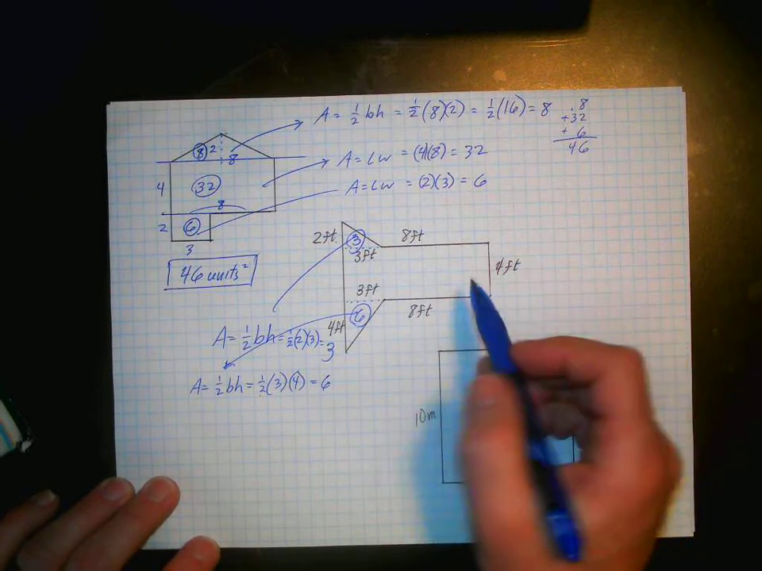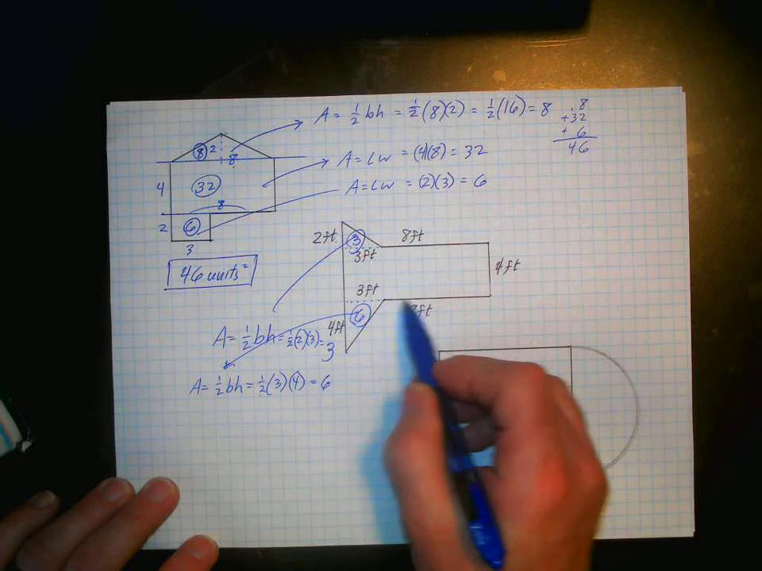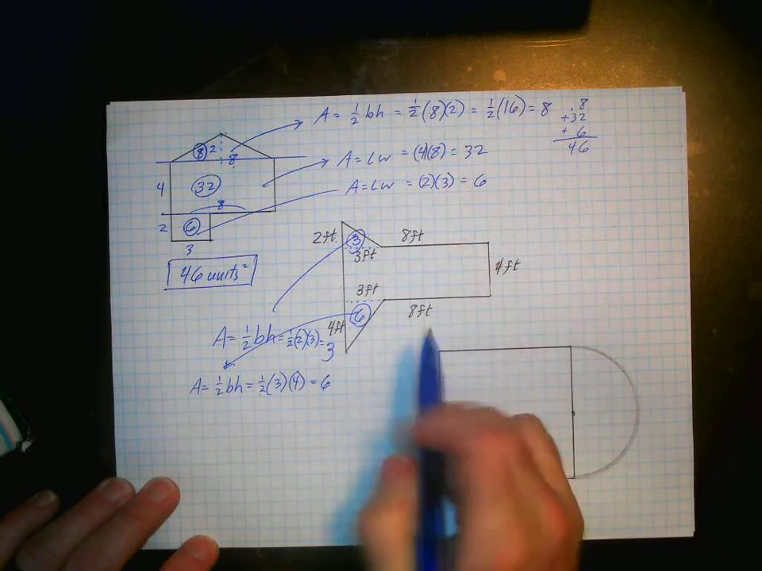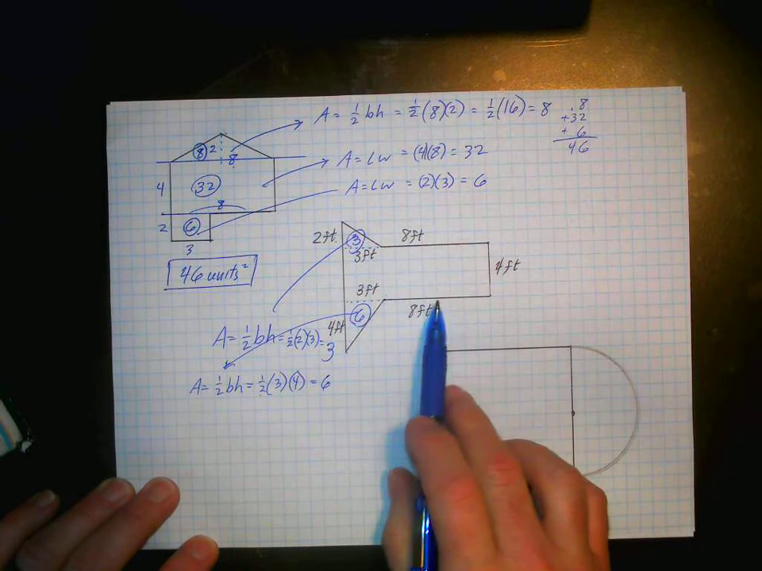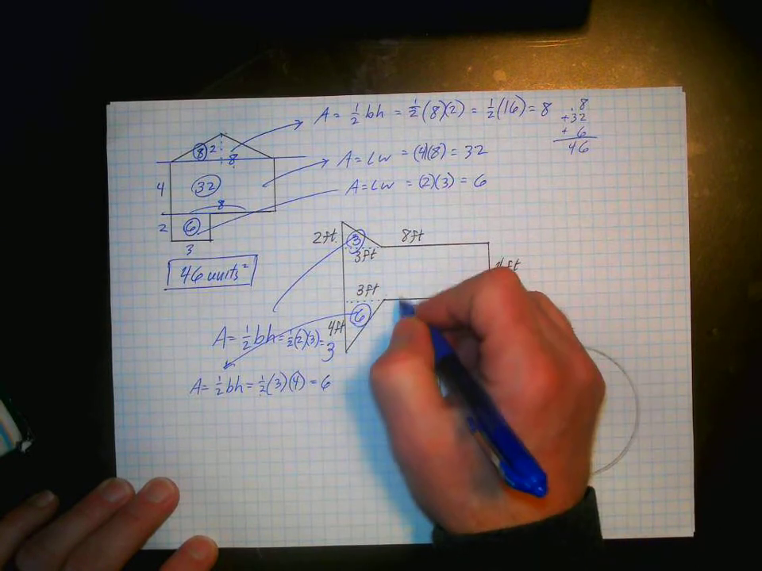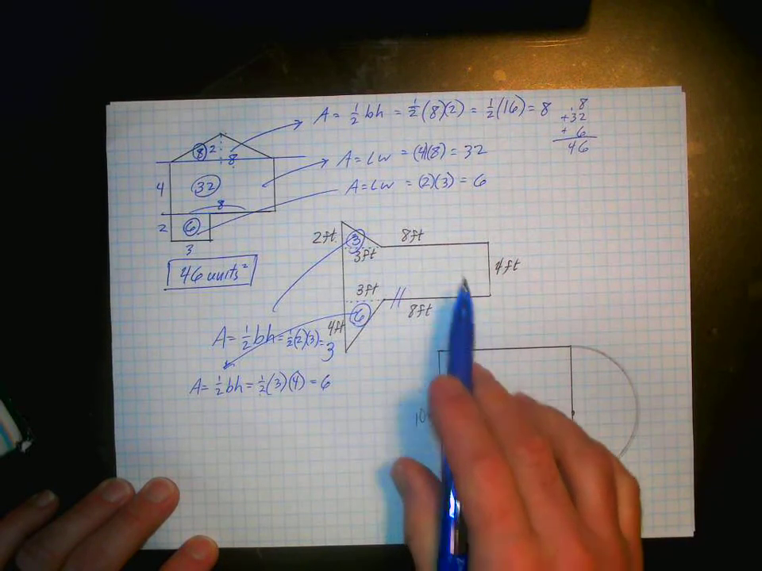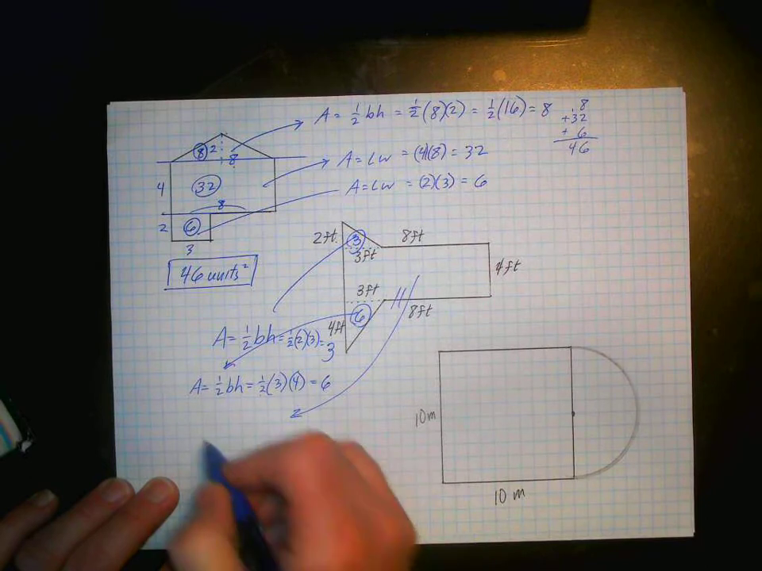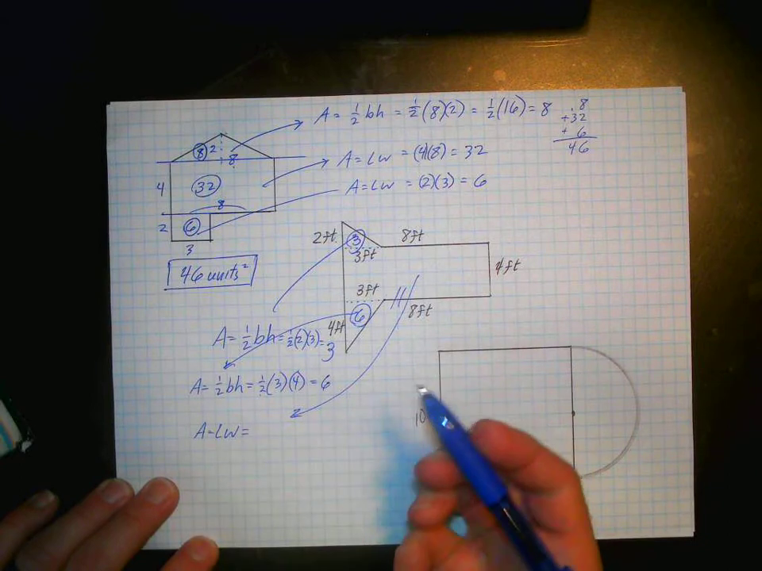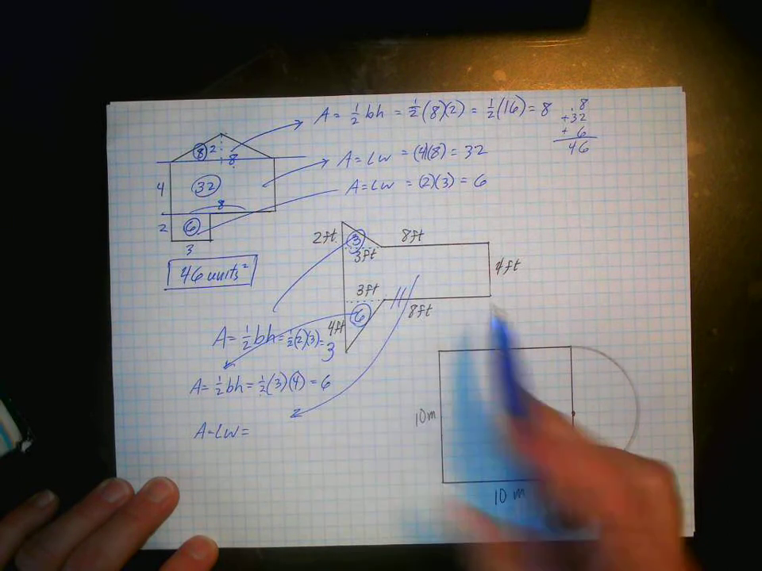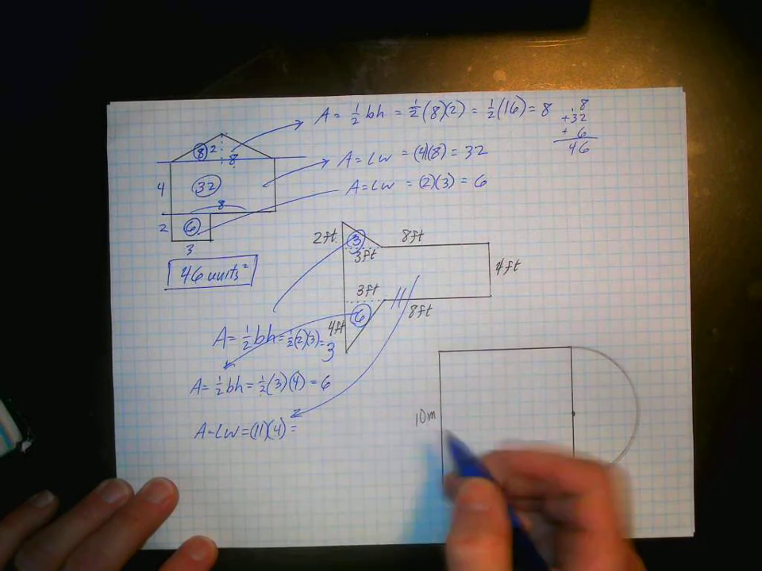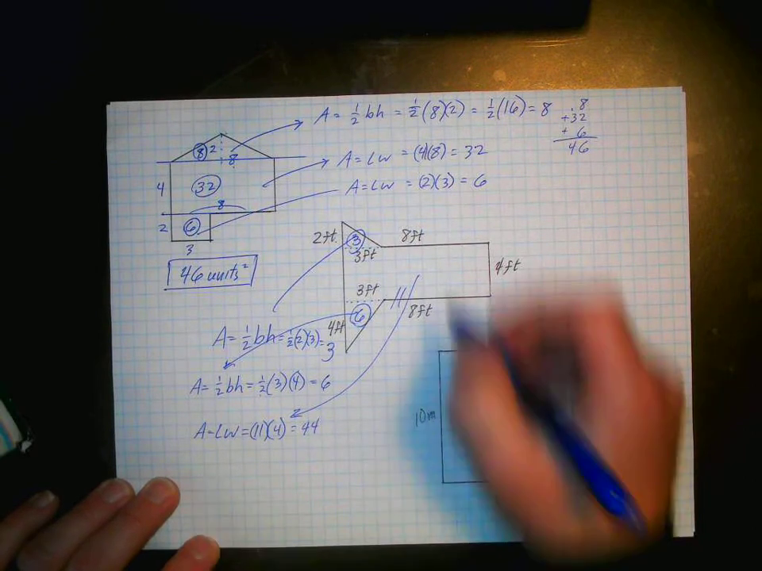Now here's a trick that they're going to do on some of the problems. 8 by 4 is only this section right down here. It doesn't include this section. So we're going to have to either do this section and then this section, or what I would prefer is to add the 8 and the 3 and make the whole length 11. And now area equals length times width, because it's a rectangle, and the length is 11 and the width is 4, and 4 times 11 is 44.